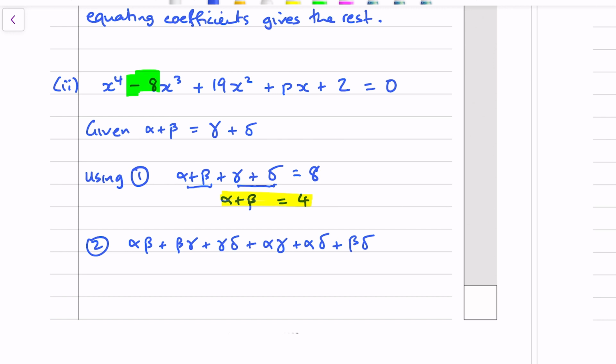Is that all the ones I wanted? How many alphas have I got in there? Alpha, I've got 3 of them. Beta, I've got 3 of them. Delta, I've got 3 of them. Gamma, I've got 3 of them. Brilliant. So all of those equal 19.